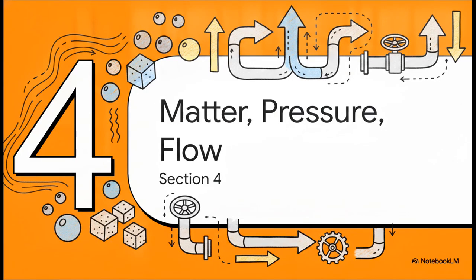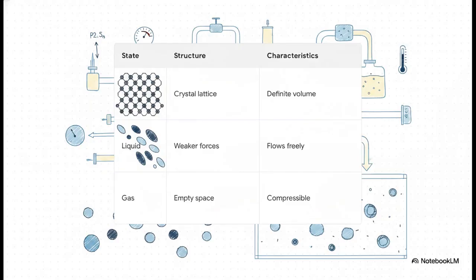Let's zoom out a bit for Section 4, matter, pressure, and flow. Getting to the macro level, how do operators manage the actual physical state of materials flowing through miles and miles of plant piping? Well, it all comes down to molecular structure. Solids have molecules packed tightly together in a crystal lattice. They just vibrate in place. Liquids have much weaker cohesive forces, allowing those molecules to slip over one another and flow smoothly through pipes.